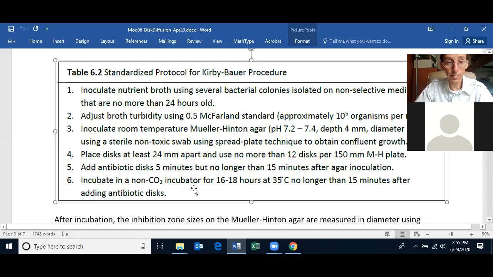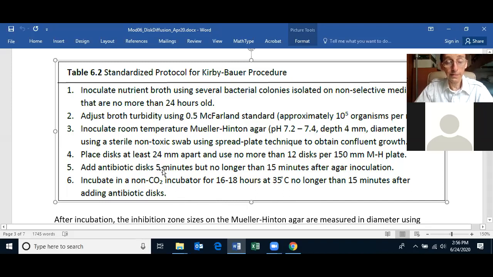And then you incubate the plate in a regular incubator, I mean you don't give CO2, and you let the plates grow for 16 to 18 hours at 35 degrees Celsius. And you add the plates no longer than 15 minutes after adding the antibiotic discs.